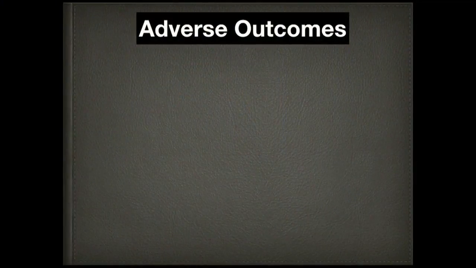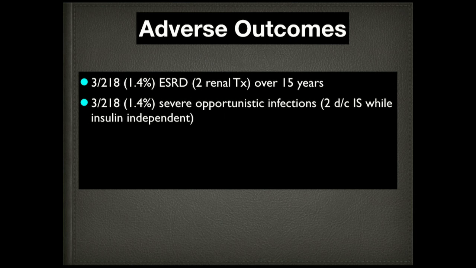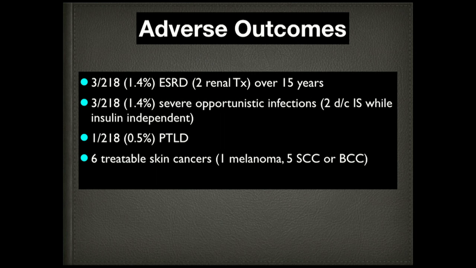There have been adverse events. I can go through these, but I won't go through them in too much detail. A couple of patients over 15 years, 1.4%, needed to go on to get a kidney transplant because the drug we give to prevent rejection, tacrolimus, does have kidney side effects.